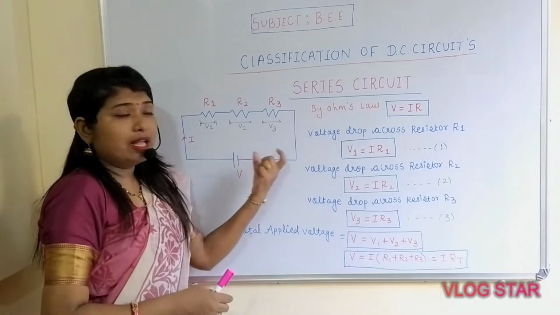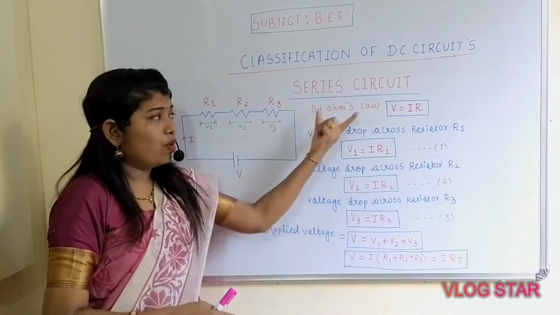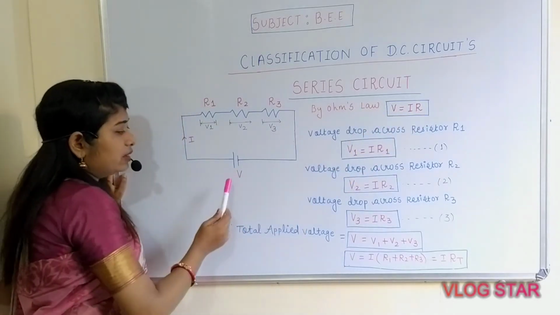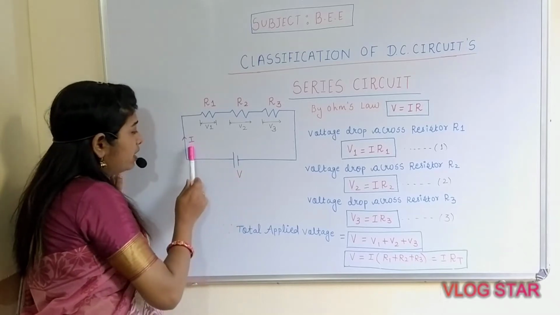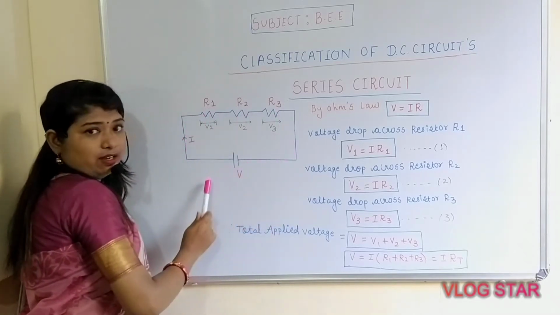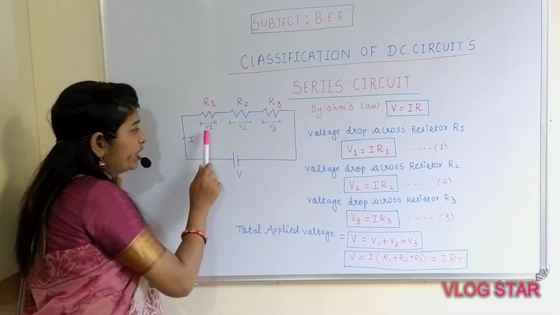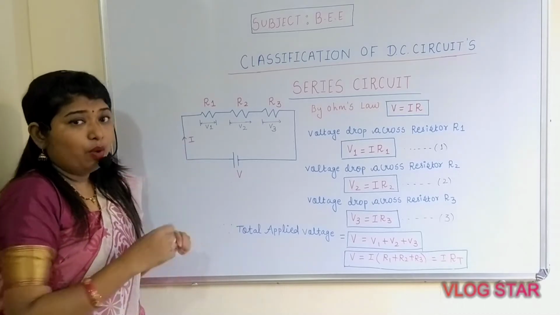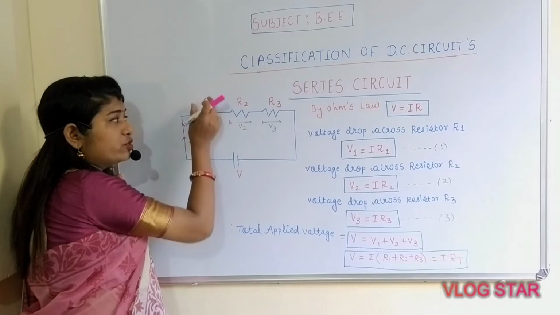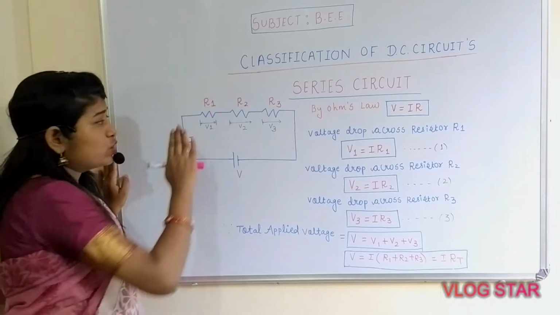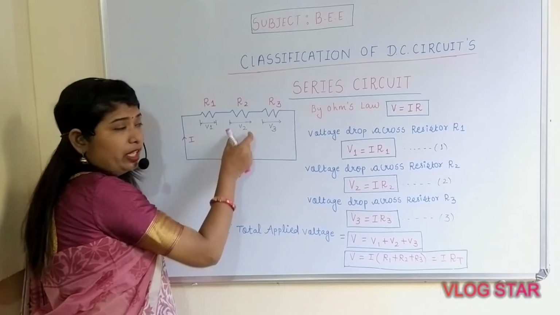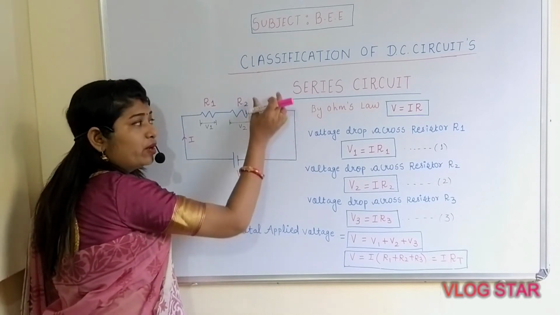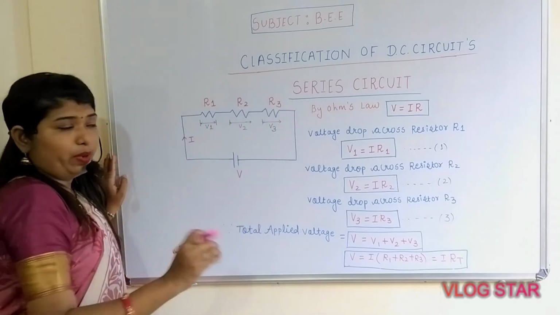Let's begin. Now you need to apply Ohm's law. Ohm's law is nothing but V is equal to IR. As I told you, this is the applied voltage and current I will flow in this particular circuit. So we need to calculate first what is V1. V1 is the voltage drop across resistor R1. So what would be V2? V2 is nothing but the voltage drop across resistor R2. Similarly, the voltage drop across resistor R3 is nothing but V3.